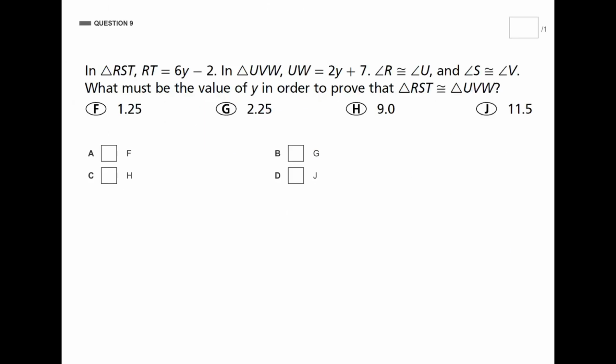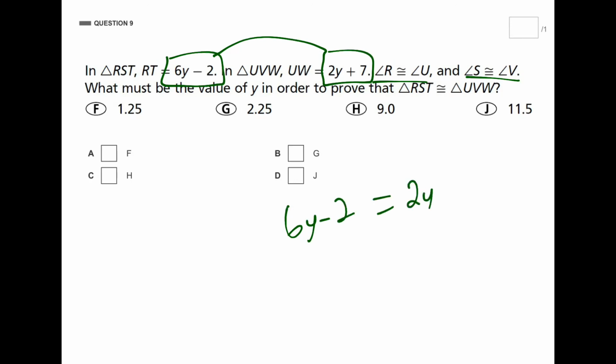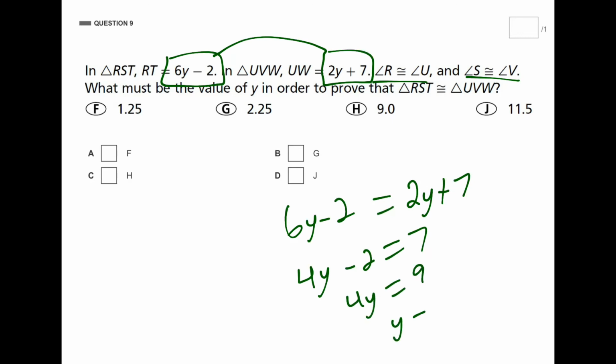So in question 9 here, we're given that several of these angles match up. So we want to make sure that these two statements match up. So if 6y minus 2 is equal to 2y plus 7, then 4y minus 2 is equal to 7, 4y is equal to 9, y is equal to 2.25, which is G.